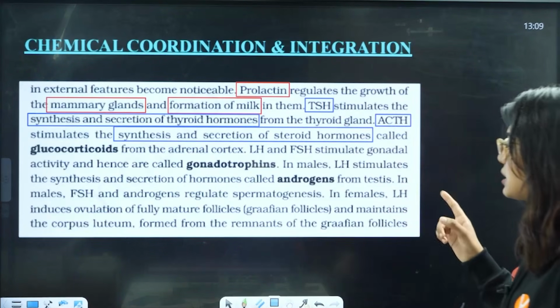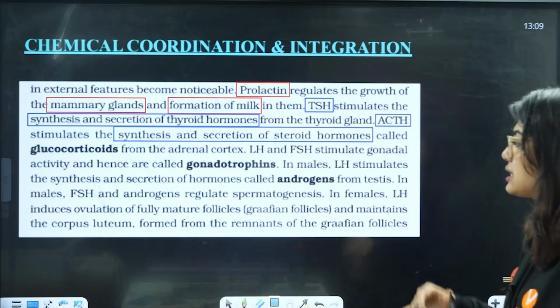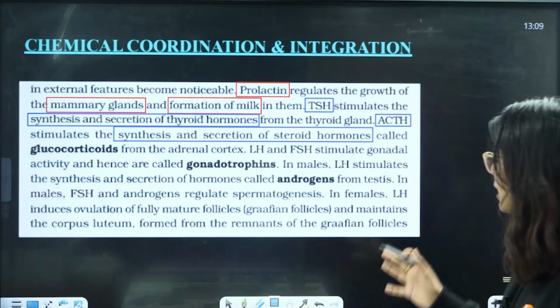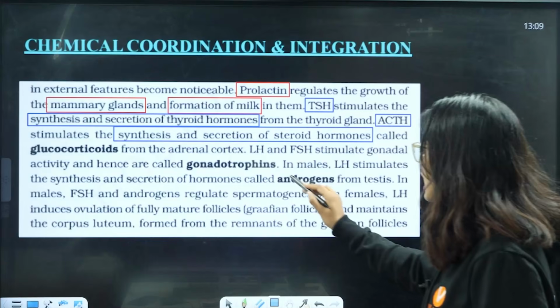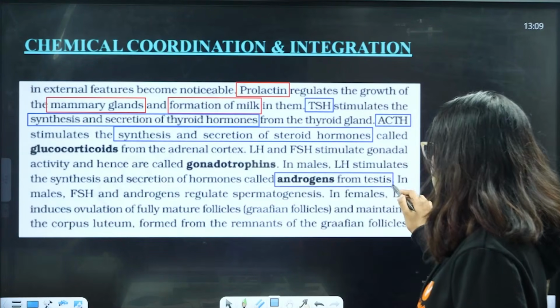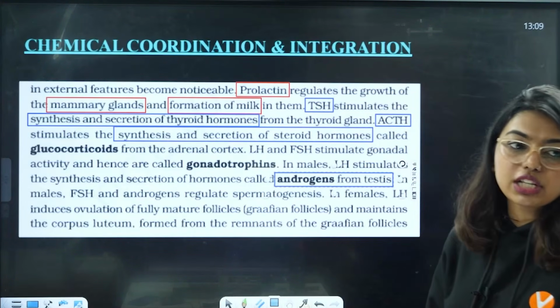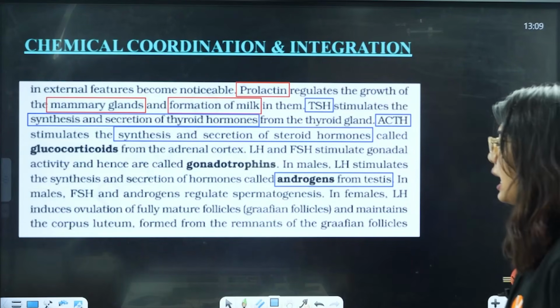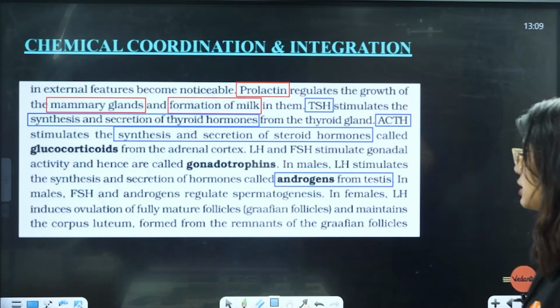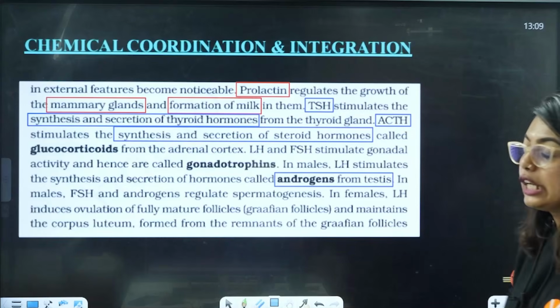LH and FSH stimulate the gonadal activities and hence they are called gonadotrophins. In males, LH stimulates the synthesis and secretion of hormones called androgens. You already know the Leydig cells release testosterone, and testosterone helps in spermatogenesis. In males, FSH and androgens regulate spermatogenesis. In females, LH induces ovulation.